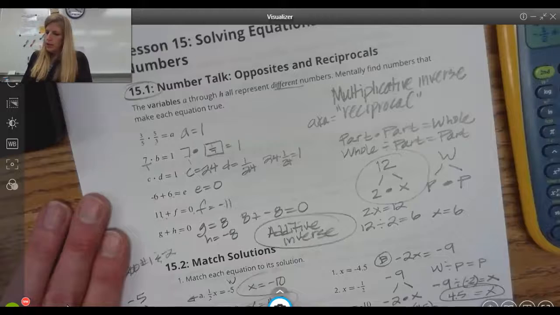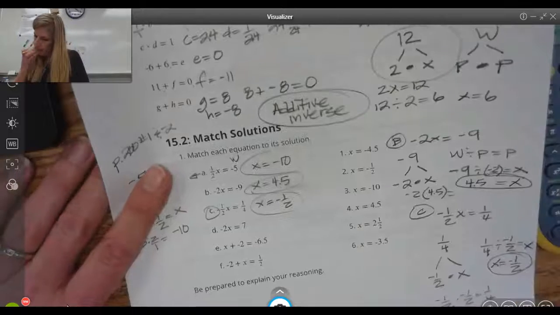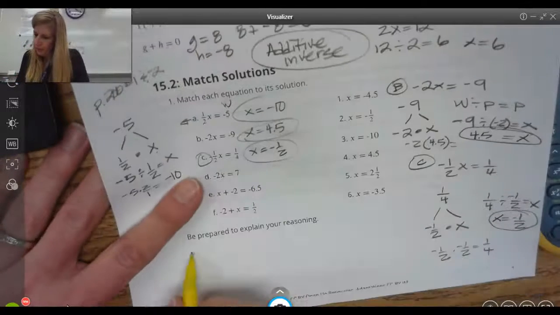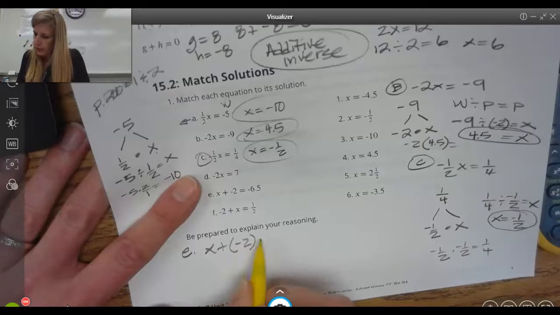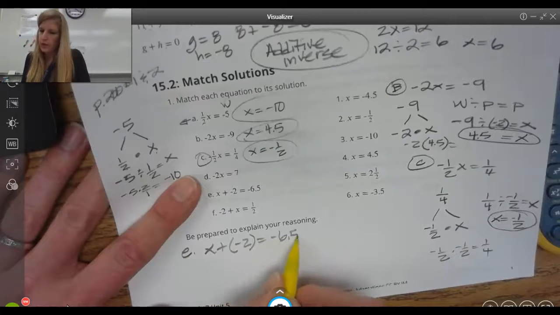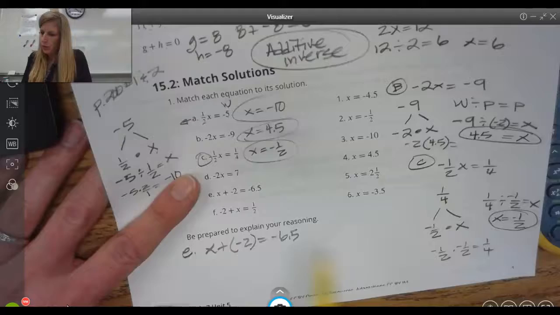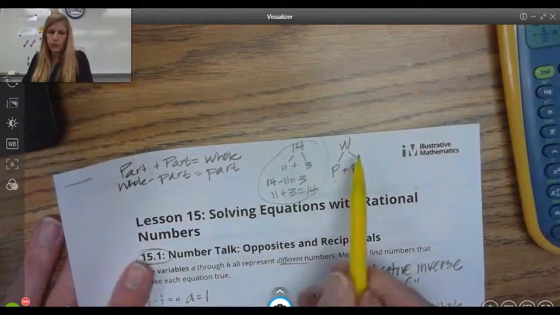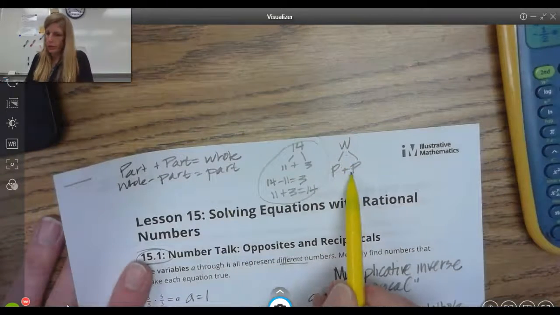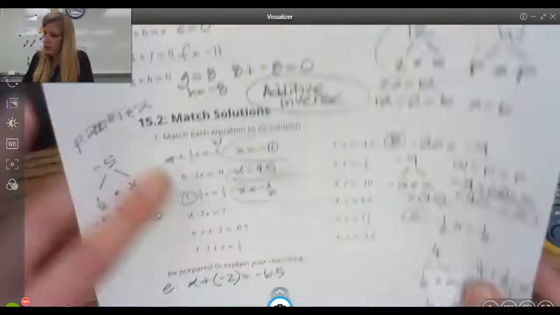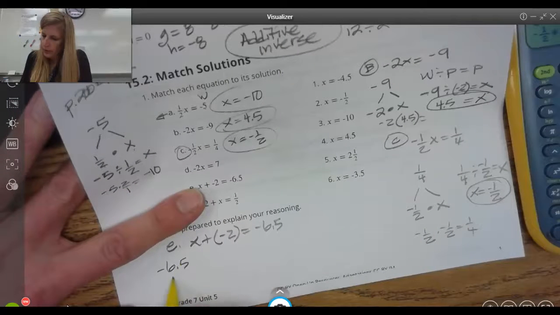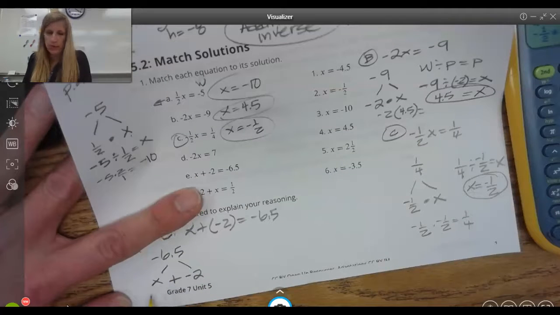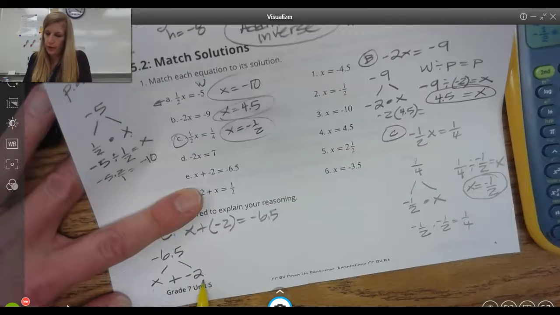Okay, so down here, look at letter E. We have x plus -2 equals -6.5. So just like we did with multiplication, we do the whole and then we do the part plus the part. Very similar setup. So our whole is still over here. We have -6.5 as our whole. We have x here, and we have -2 here, and I'm going to add. So I'm adding something to -2 to get -6.5.